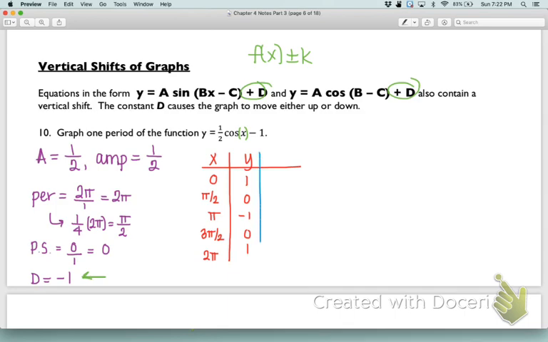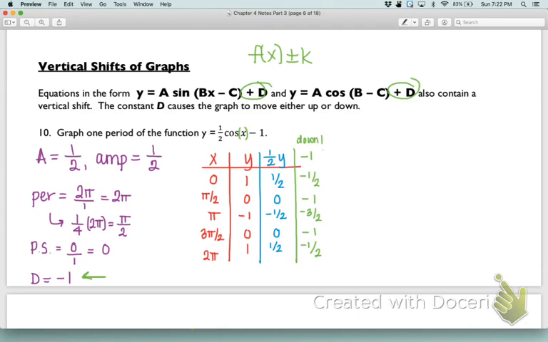Now, the first thing that we need to do is change the amplitude. So we need to do a times y, so that's a half. So we get now 1/2 and 0 and negative 1/2 and 0 and positive 1/2. Now, the last column that we add to this table is now we need plus or minus d. So we need to take our new y values this time, and we need to subtract 1 since d was negative 1. So from all of these numbers, we need to do minus 1, minus 1, minus 1, minus 1, and minus 1. So I'm taking all of the blue numbers and subtracting 1. Okay, this is the down 1 part of our graph.